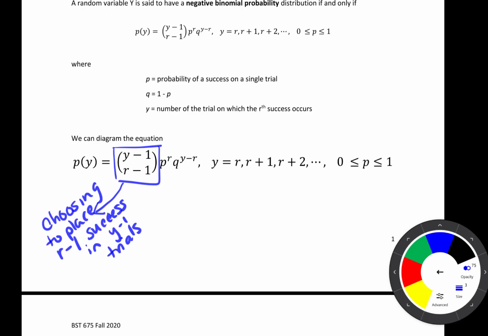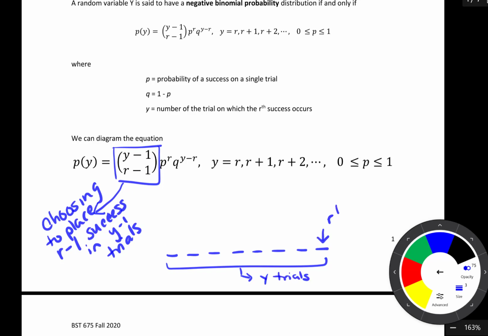So remember that the negative binomial tells us how many trials we have until we have our rth success. So one way to think of this is we have trial, trial, trial. We keep on going, and so there are going to be y trials, and we know that the last one is the rth success. So we know that in the first y minus 1 trials, somewhere in there are r minus 1 successes.